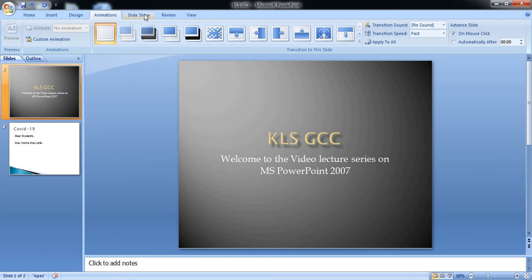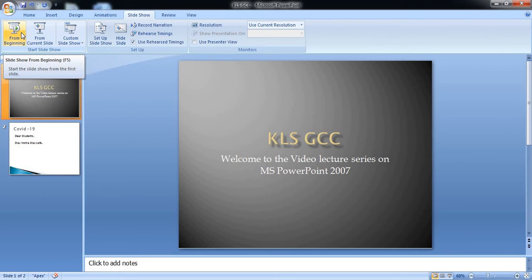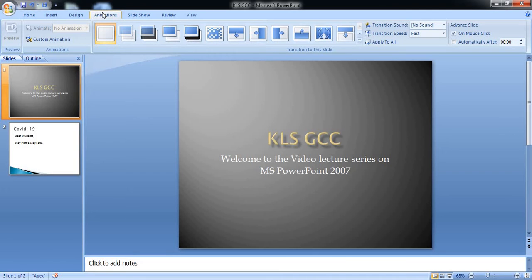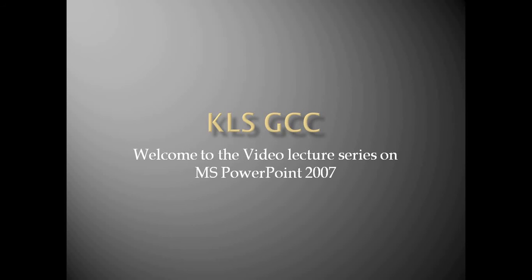Either I can go for slideshow and start from beginning, or we have a shortcut of F5. Press F5 and MS PowerPoint starts with your slideshow. Press F5, it starts with slide number 1. Look at the way your slide opens up. It opens up in a normal way without any animation. And to go to the next slide, either I should have a mouse click or press any key from your keyboard, and it will take you to the next slide.